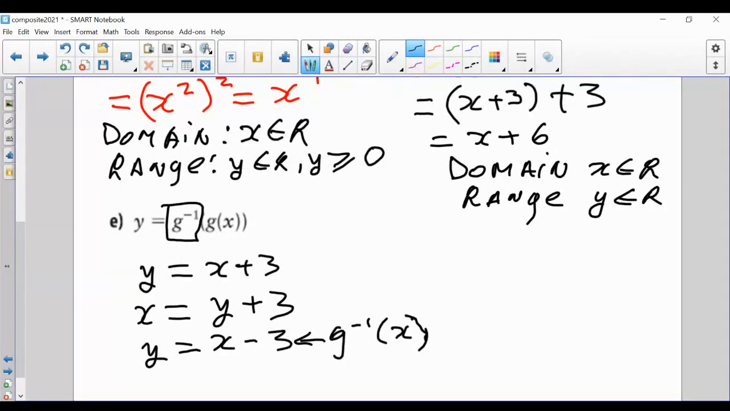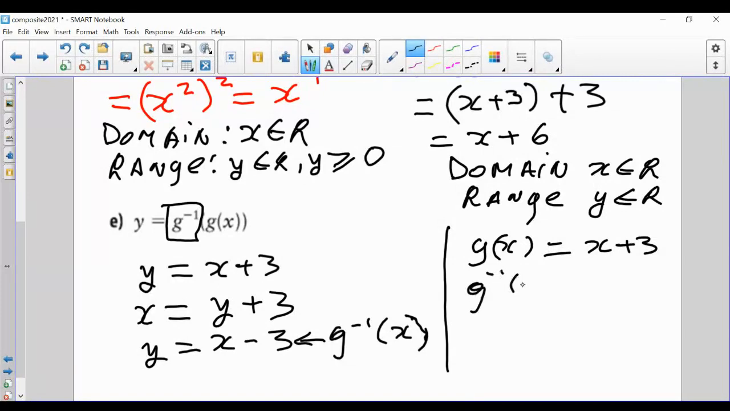So the inverse function. Let me just remind you now, I'm going to write them both down side by side. The g of x function is equal to x plus 3. The g to the minus 1 of x function is equal to x minus 3. Are we good with that so far?